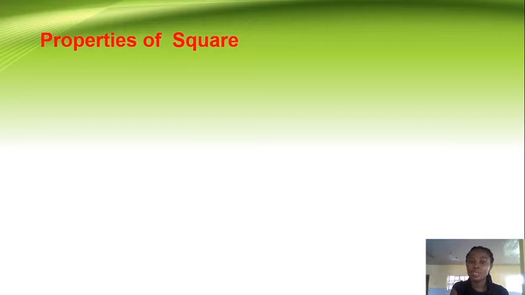Now we're going to treat them one by one. We're going to treat square, rectangles, and triangles. So, first of all, we have a square. Properties of a square. What are these properties?